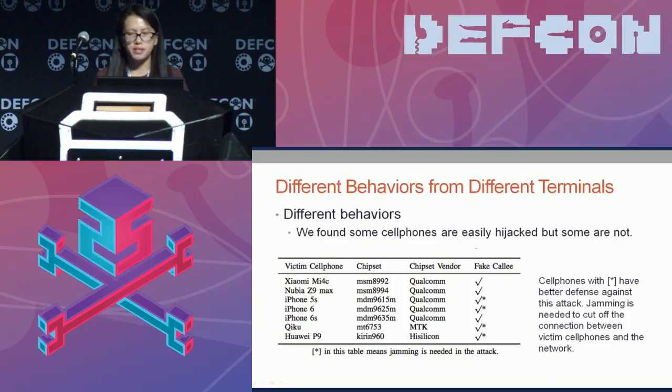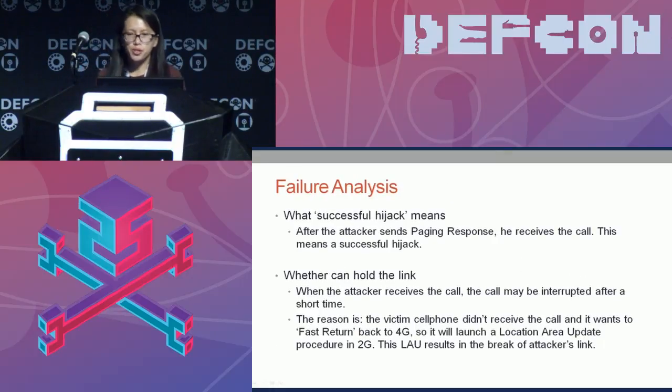During our tests, we noticed that we got different successful results when we attacked different victim cell phones. Here lists the 5 cell phones we tested with different chipsets. It is strange that some of them, which we marked with a star in the table, will get back control of the connection 10 seconds after our successful hijack. This means our attack failed in this case. So what's the problem? Why does such a failure exist? Why do different cell phones have different behavior?